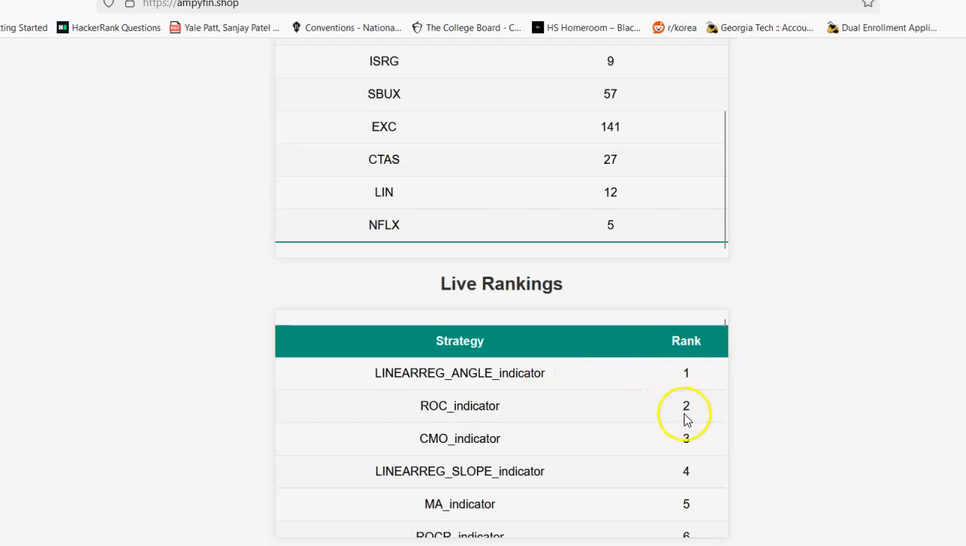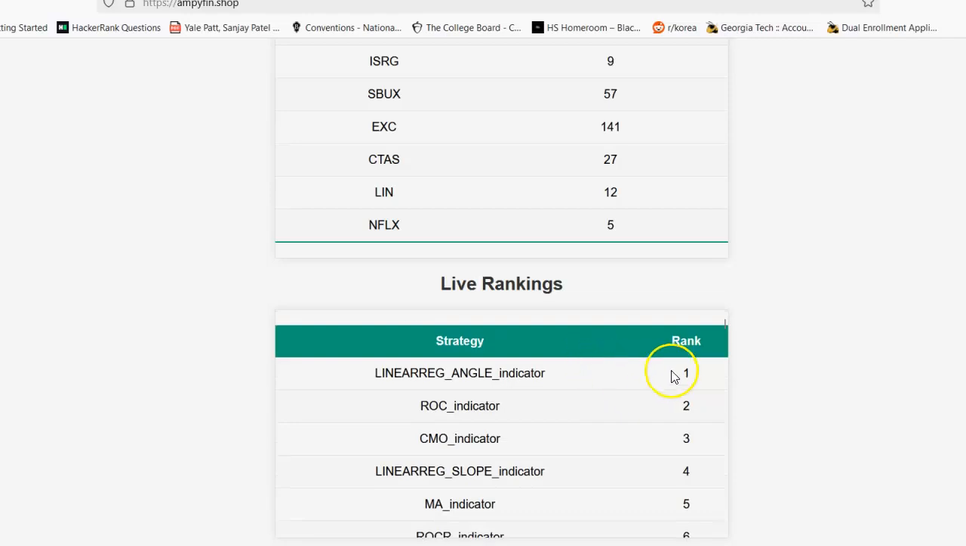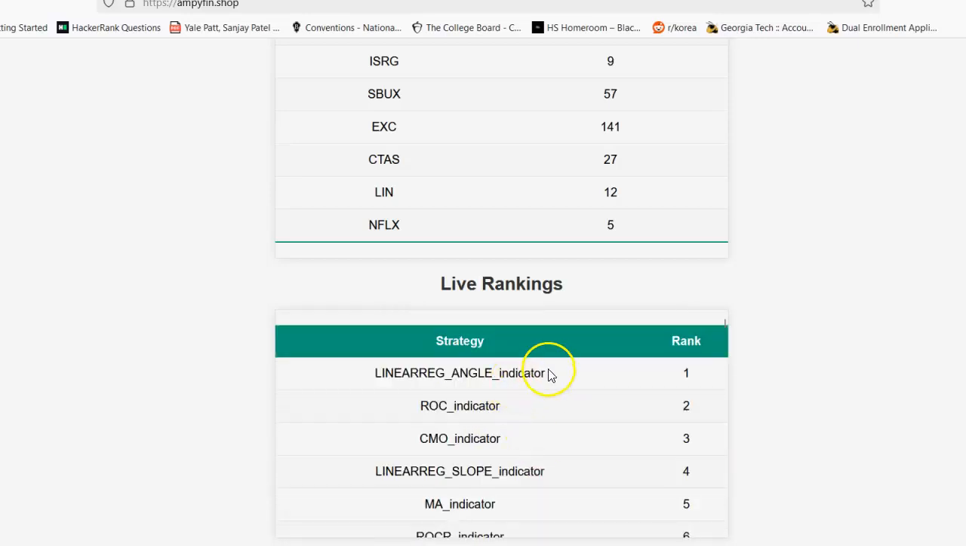These are live rankings of each indicator from TA-Lib. Right now, rank 1 means it's the worst, by the way. 132nd means it's the best. So the MFI indicator is working the best, while the linear angle indicator is doing the worst.